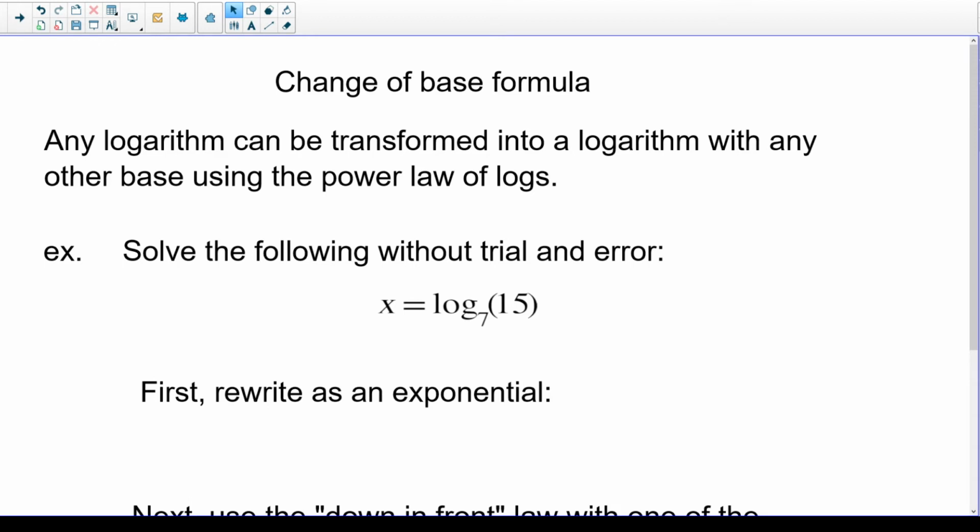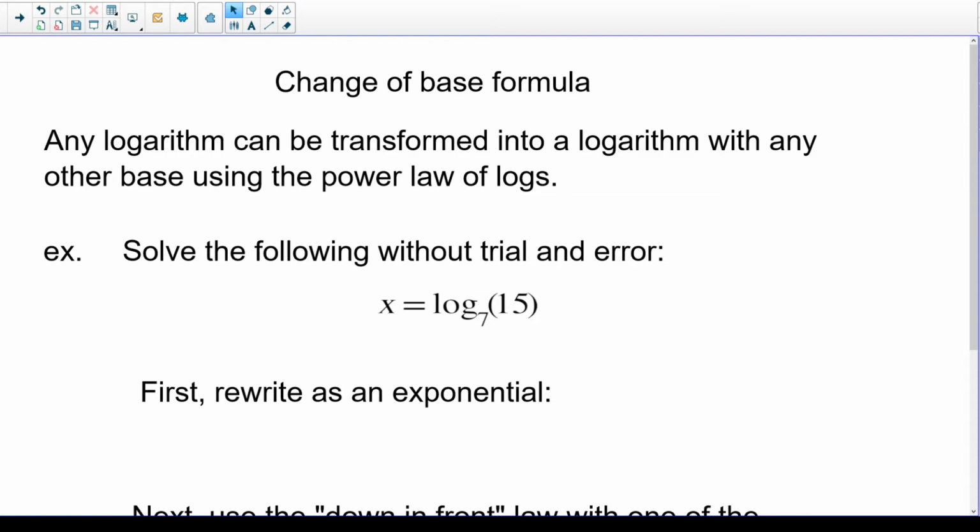So we are going to be looking, like I said, at the change of base formula to start today. And basically what I'm asking you is, and I know some people may already know this again, but I'm going to go through it step by step, okay? How would you solve for x in this statement here? X is equal to log base 7 of 15. And I'm specifically saying without trial and error. So I want to get a perfect answer from a calculator, okay?